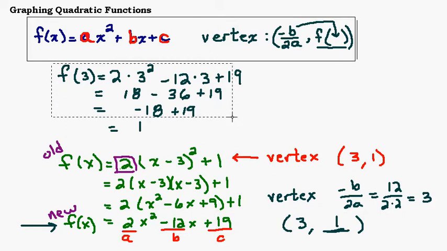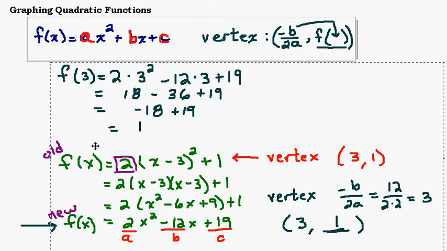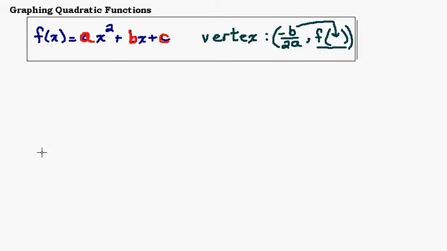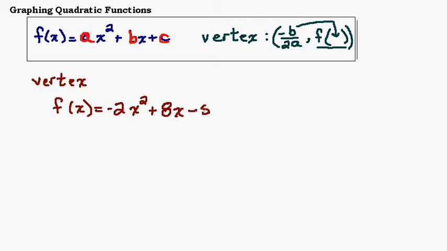If you think you've got this down, you could pause the video and try it on your own. What I want you to do is find the vertex. What is the vertex of this parabola? F of x equals negative 2 x squared plus 8x minus 5. Alright, go ahead and give that a try.